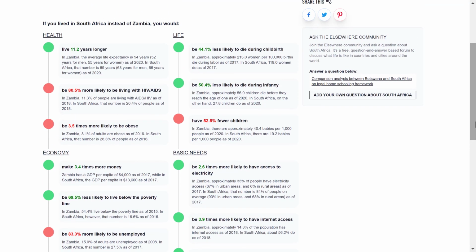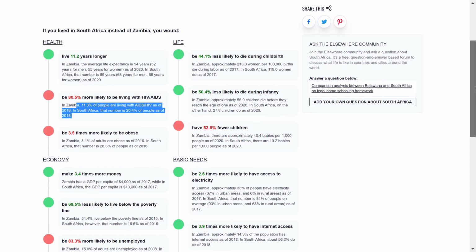Then some of the other metrics, I don't know if this is a plus or a minus: Zambians have more children than South Africans. Then South Africans are more likely to be obese than Zambians. And then here the HIV rate. We did quite well fighting the HIV AIDS pandemic, but sometimes that can lie.